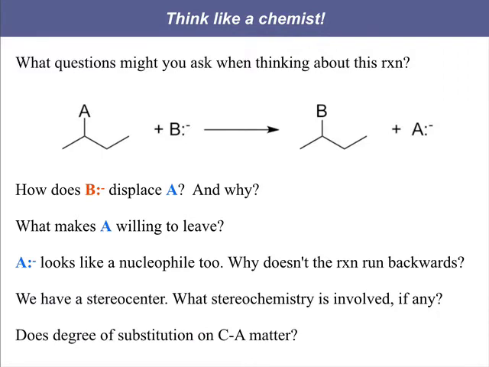So here are some questions that I thought would be good to ask. The first thing, and maybe it's too obvious of a question, how does B minus displace A? And why does it displace A? That's always a good question. Why does this reaction happen, and how does it happen? So we are taking for granted here that B will displace A, but that means that first of all, B wants to go onto the molecule and A wants to come off of the molecule. So how does B displace A, and why does it do that?